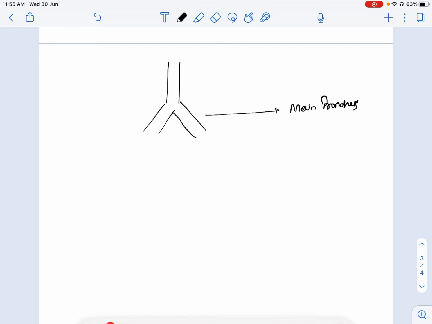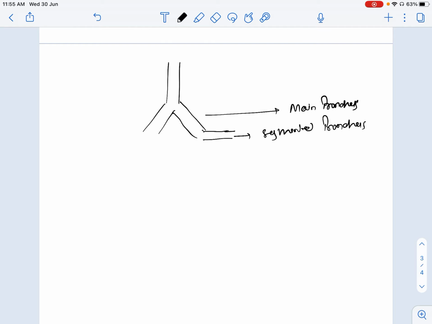Now after the main bronchus, the next branch is the segmental bronchus. I have already told you that each bronchopulmonary segment has its own segmental bronchus. After the first division, the main bronchi are formed, and after the second, the segmental bronchi are formed. So the segmental bronchus has its own bronchopulmonary segment.